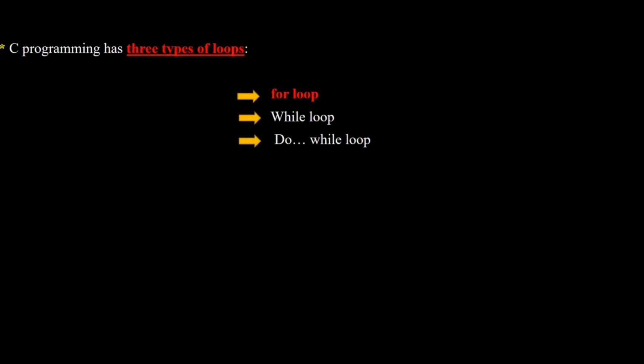In C programming and in general in programming, we have 3 types of loops. The first one, for loop, the second one, while loop, and the third one, do while loop. So for us, we will start in this video with the for loop, and we will continue with the other 2 types of loop in a future video.